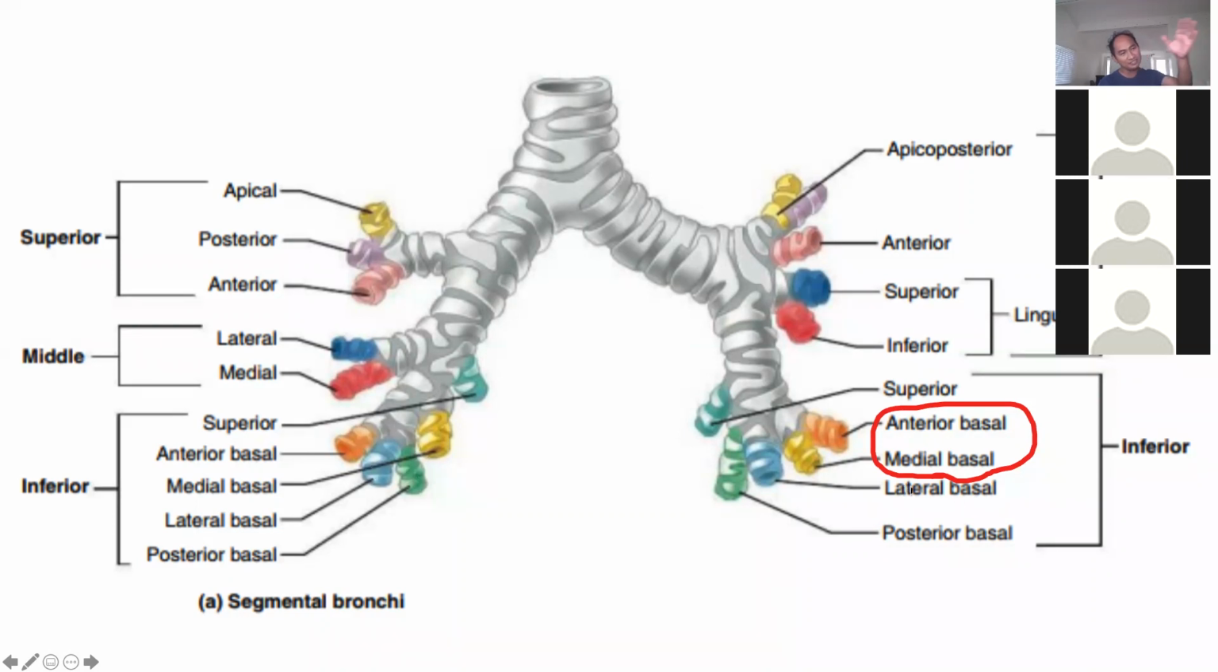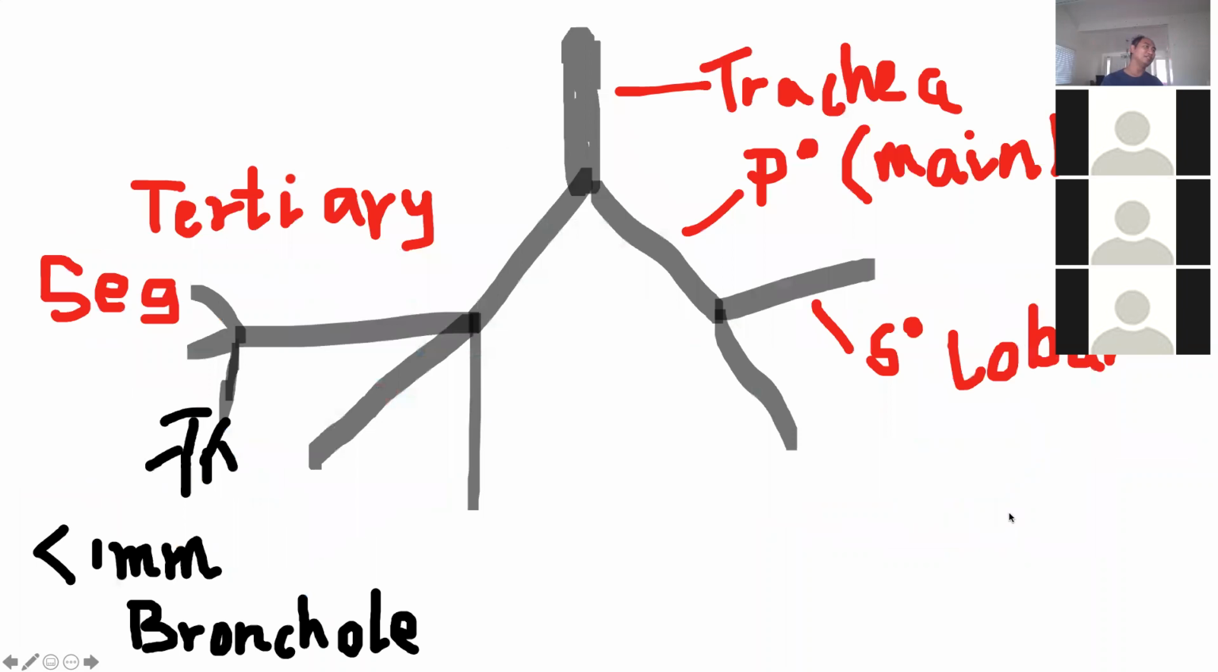So that's the same thing, similar, not identical, on the left side. So that's the way we divide. So that is the easier diagram. So I want you to draw that. From the trachea we divide at the carina, C-A-R-I-N-A.